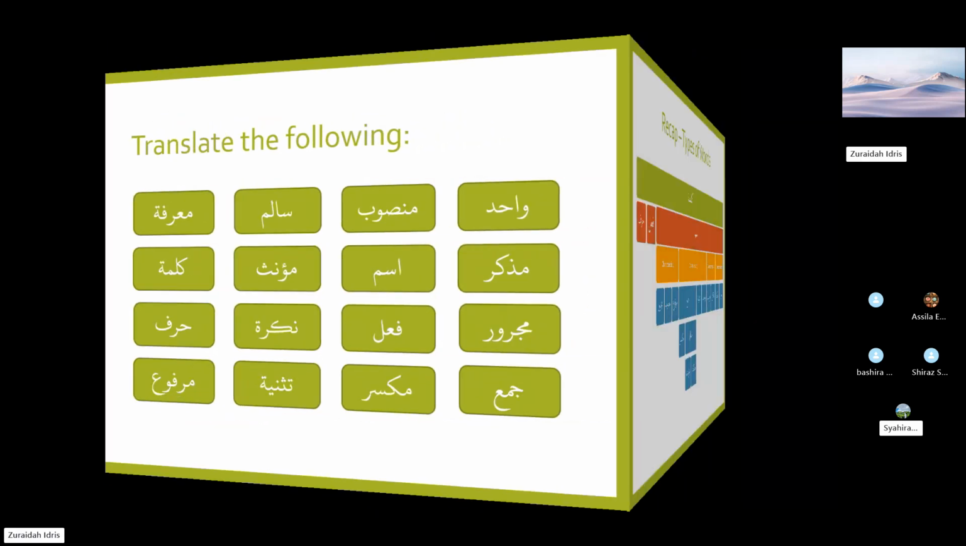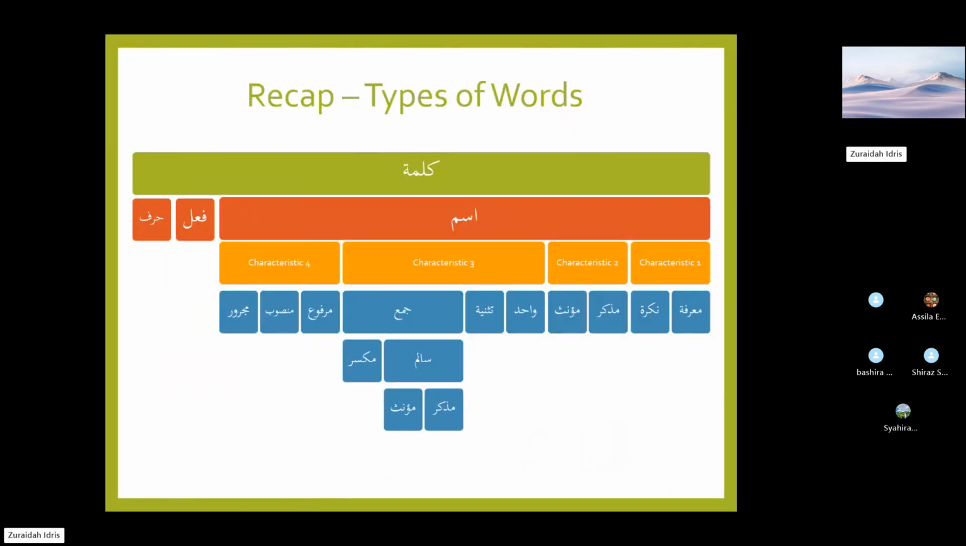Okay. So I'm just going to recap what we did last week. We're going to go down the same thing because we're going to repeat this until you know it well, like the back of your hand. Okay, so now we have 4 characteristics of isims. Isim, remember, is noun. Kalimah is word. Kalimat is words. Isim is singular. Asma'un is plural.